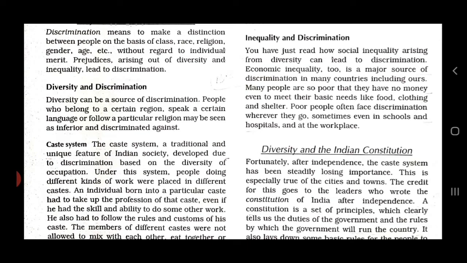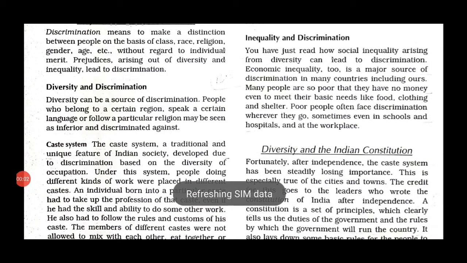Poor people, mainly they face this discrimination. Wherever they go, they face discrimination. Sometimes in schools, sometimes in hospitals, sometimes at the workplace. So this is a perfect example of inequality and discrimination, or you can say that it is an example which focuses on how economic inequality can be a main source of discrimination. Understood?